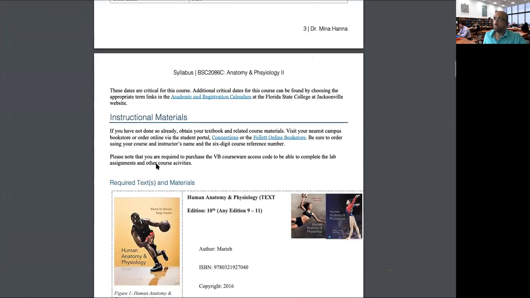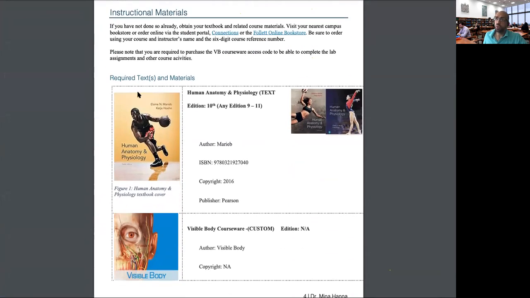If you're looking at the syllabus here, it shows the required text and material. You have the Human Anatomy and Physiology textbook. It might be the 10th edition, the 9th edition, or the 11th edition. Any edition will work fine for us. This is your reference book. This is where I will be retrieving the information we are discussing in this class. So I don't mandate any specific edition of the textbook.